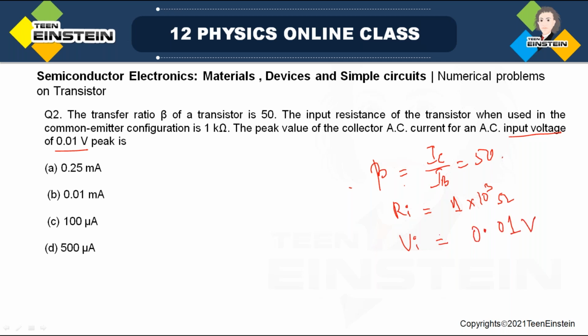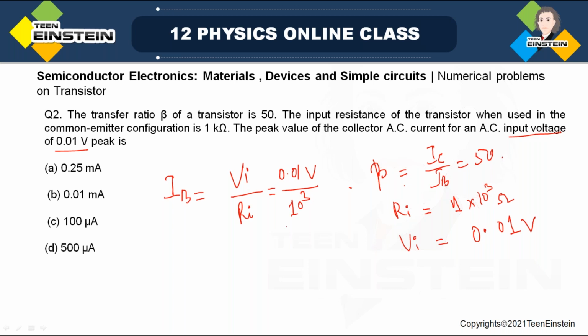0.01 volt. This is the peak value of the input voltage. So you know base current, then what will be the base current? The input voltage divided by the input resistance, that will give you the current. So what is input voltage? That is 0.01 volt and resistance is 10 to the power 3 ohm, 1 kilo ohm, right?